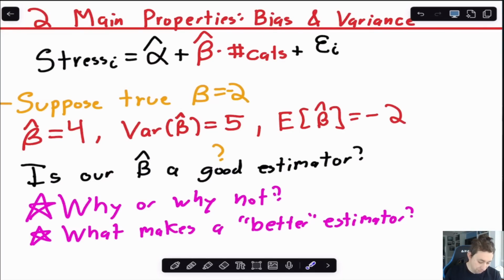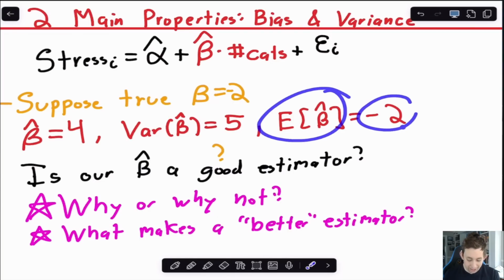Now in our sample, we got a beta hat of maybe 4, just to make up a number. That's different from the previous examples. In this sample, I got a beta hat of 4. If I were to run this regression for all possible samples, then the variance of my estimated beta hat would be something like 5. Suppose that the expected value of beta hat was equal to -2.